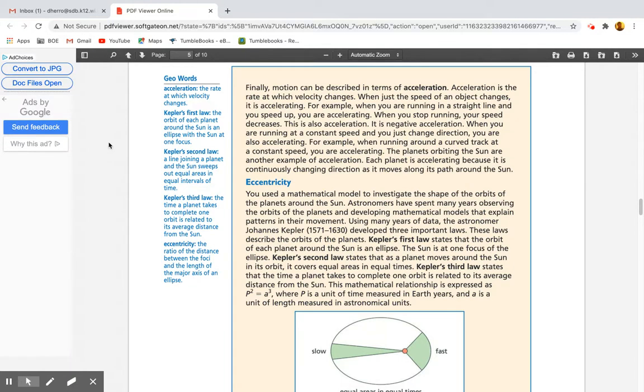When you are running at a constant speed and you just change direction, you are also accelerating. For example, when running around a curved track at a constant speed, you are accelerating. The planets orbiting the Sun are another example of acceleration. Each planet is accelerating because it is continuously changing direction as it moves along its path around the Sun.